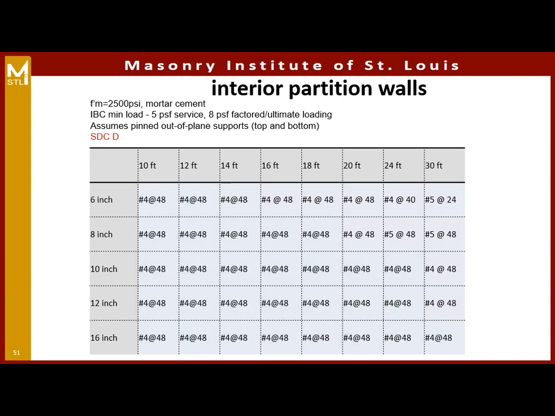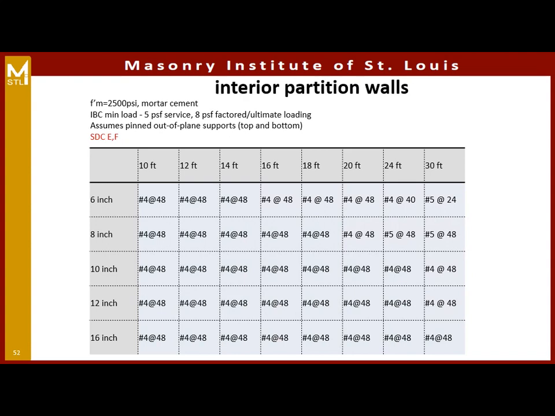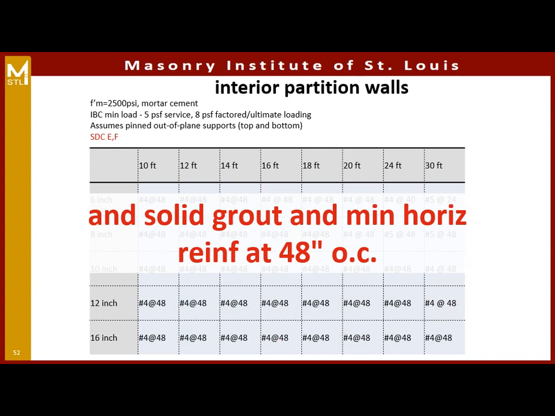In seismic design category D, the maximum reinforcing spacing is now 48 inches, so we start losing our advantage here on the reinforcing spacing. And then in E or F, we have that same vertical reinforcing spacing, and now requirements on grouting and horizontal reinforcing spacing as well. But in those first couple of slides, in the low seismic areas, we can really achieve some economy by looking at what reinforcing we have in our partition walls.